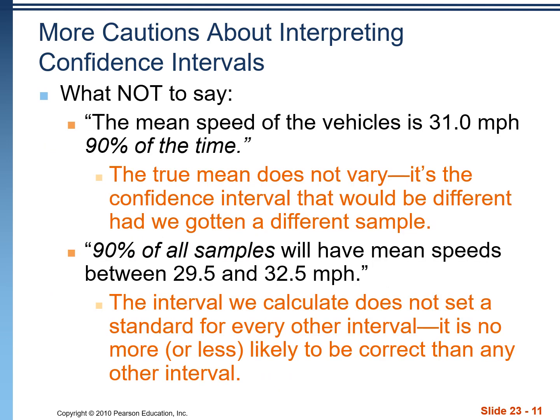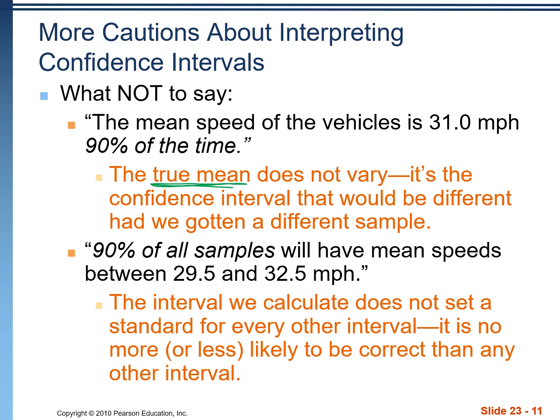This next one is something you guys tend to write when you're asked to interpret the confidence level, and you say something like the mean speed of the vehicles is 31 miles per hour or is between 29.5 and 32.5 90% of the time. Okay, that's not true. There's one true mean. Okay, it doesn't vary. There is some average speed that cars traveling on this road drive at. It's the confidence interval that varies based on the sample, but the true mean stays the same.